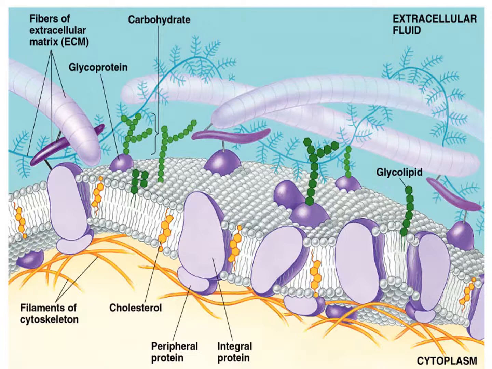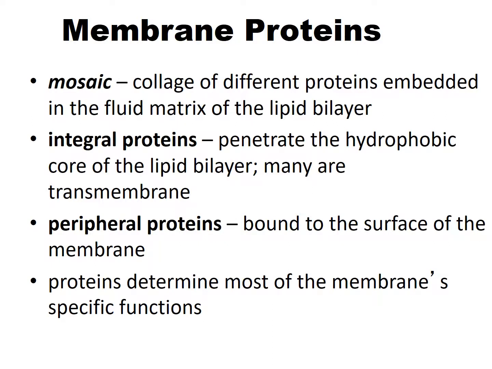And of course, cancer cells have abnormal structure, and so they tend not to be so anchored, and then they tend to move around, and that's not good. So fluid mosaic: integral membrane proteins are transmembrane, and then those that are peripheral are bound to the surface.